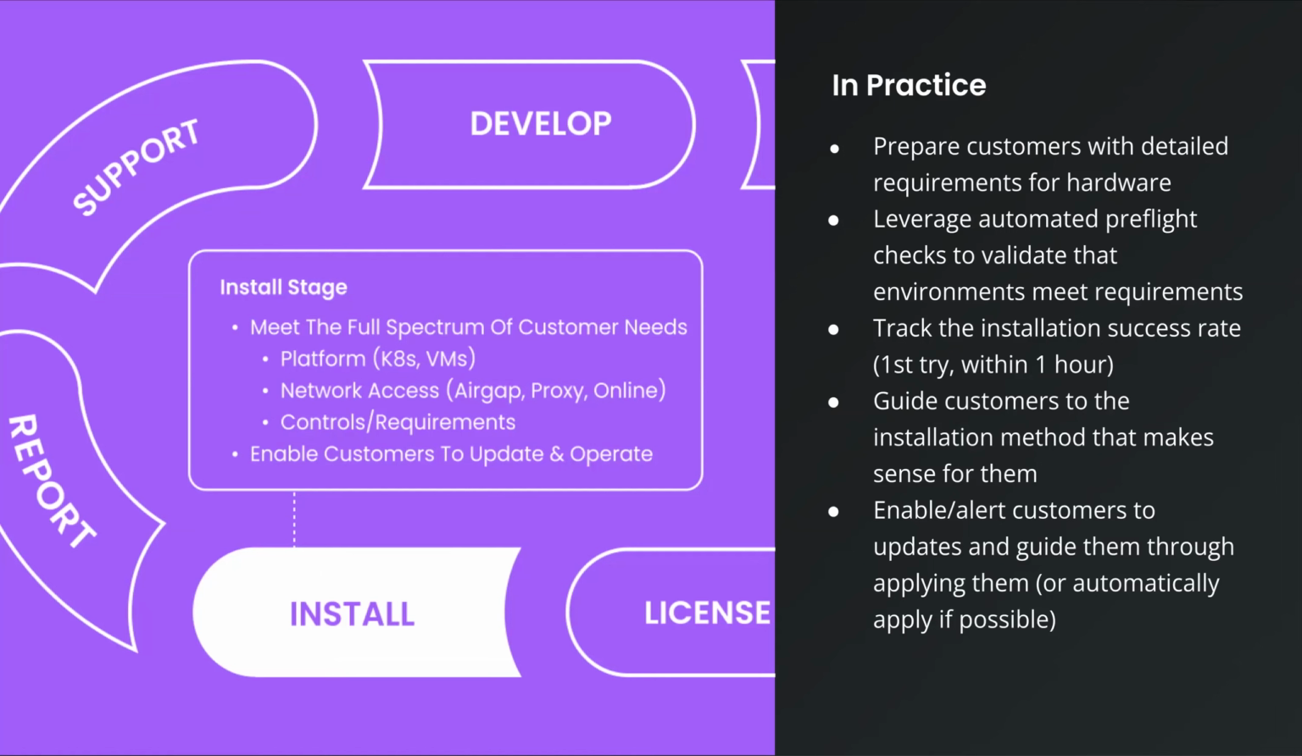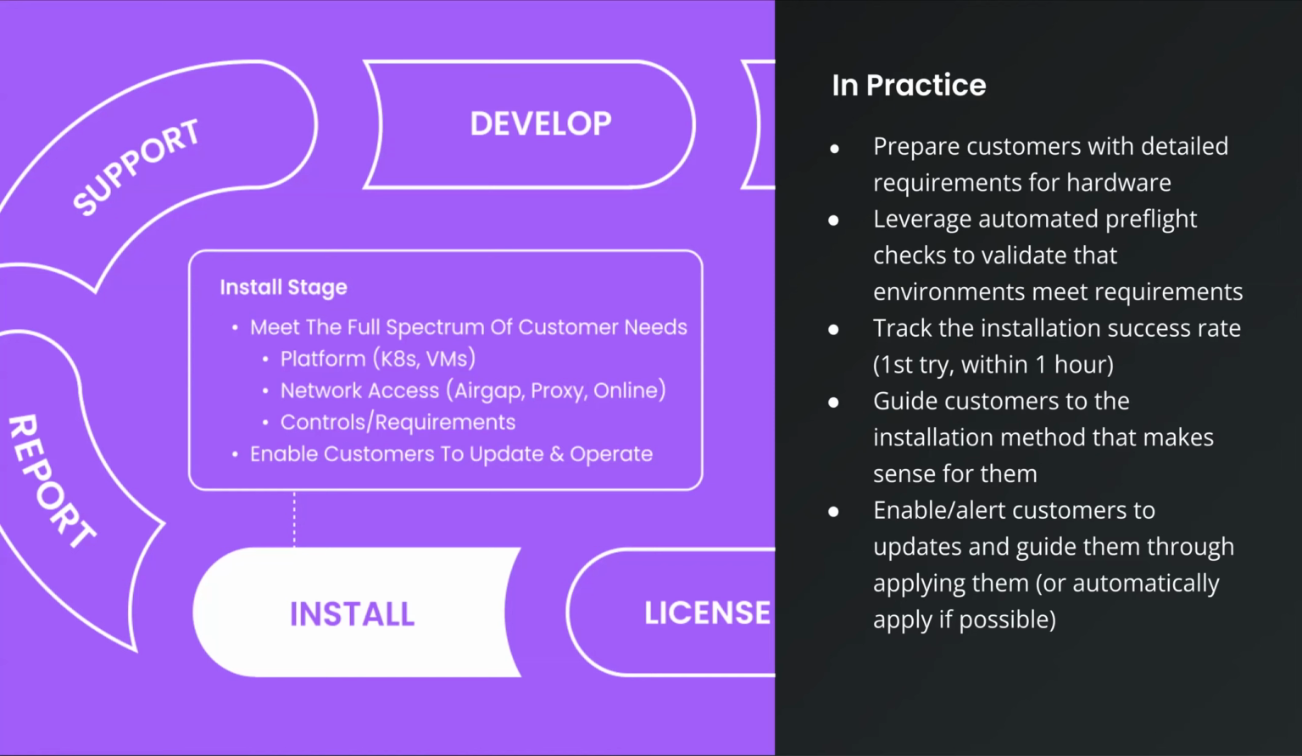So, here you're really trying to meet the full spectrum of customer needs. And so this could be the platform, if that's Kubernetes, are they bringing VMs? This could be network access. We've talked a lot about air gap and proxy and online. This could be these different controls and requirements. Ultimately, there's all these different things that you're trying to meet in terms of customer needs. And then you're trying to enable that customer to operate the application on a longer term perspective and to update it, et cetera.